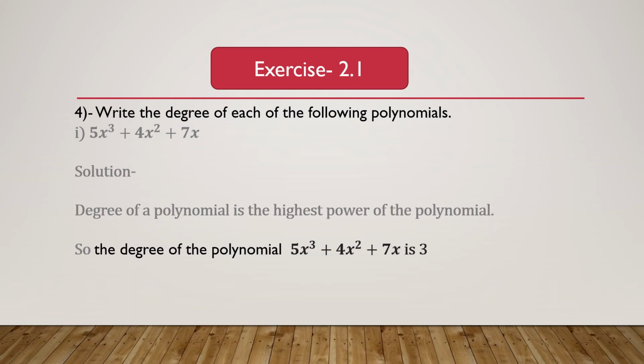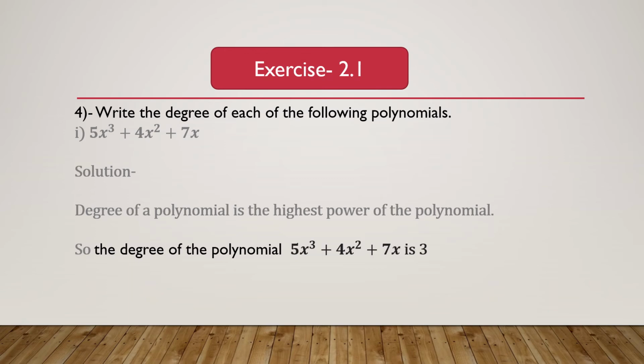Now we solve question number 4. Question number 4 is: write the degree of each of the following polynomials. The first one is 5x cubed plus 4x square plus 7x. Degree is the highest power of the polynomial. Here the first term 5x cubed has degree 3. The second term 4x square has degree 2. The third term 7x is 7x to the power 1, so its degree is 1. The degree of 7x is 1.